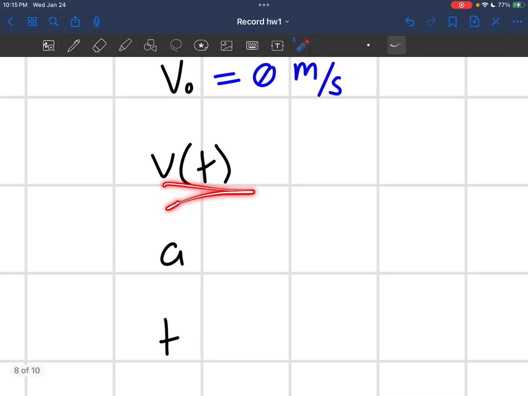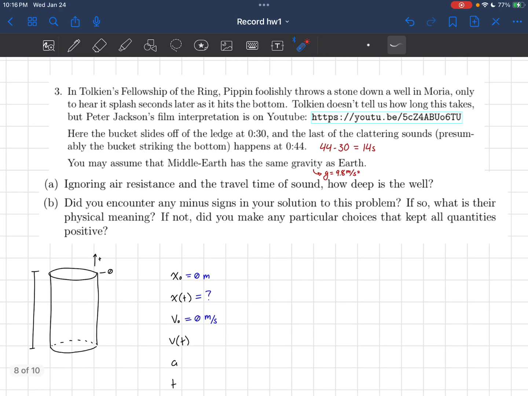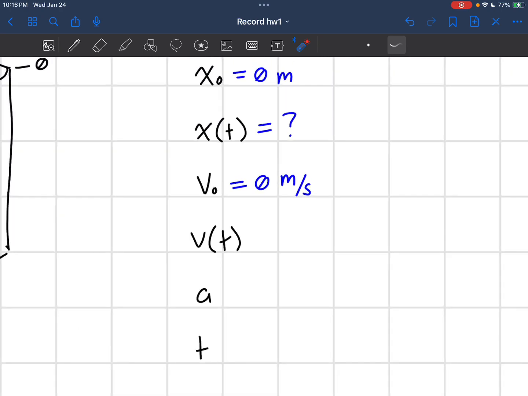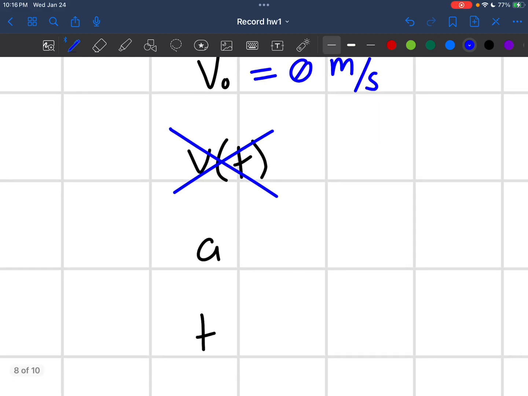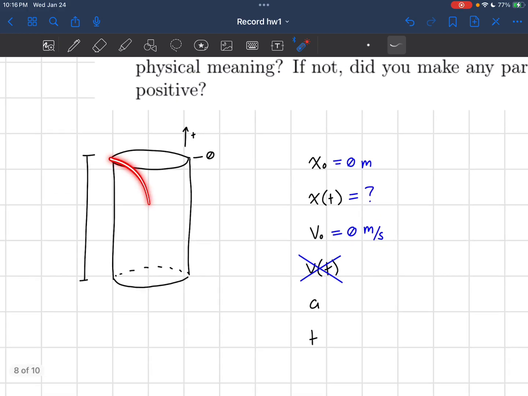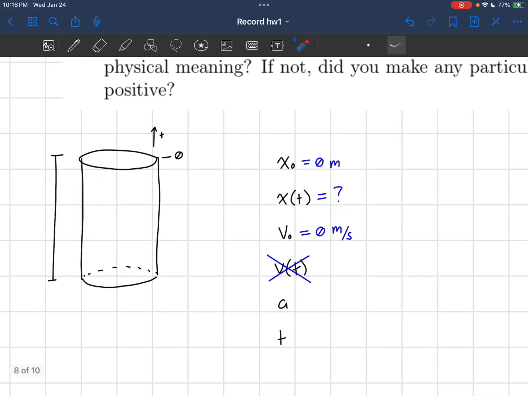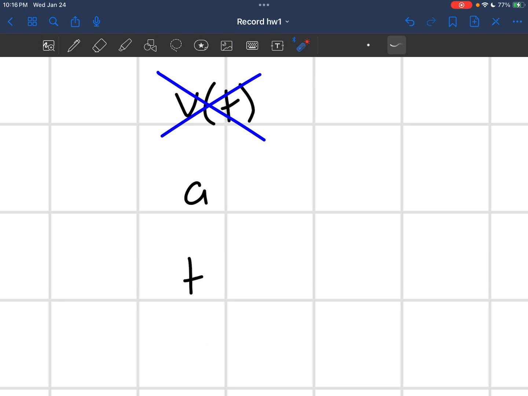My final velocity, well, we don't see the bucket hit the ground, so we don't know it, and it doesn't relate to what we're solving for, so I'm going to ignore that one for right now. We do know my acceleration, because the bucket is in free fall, so my acceleration is just the acceleration from gravity. Since we were told that Middle Earth has the same gravity as Earth, my acceleration will be 9.8 meters per second squared.